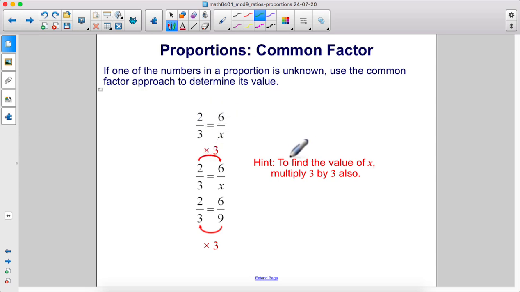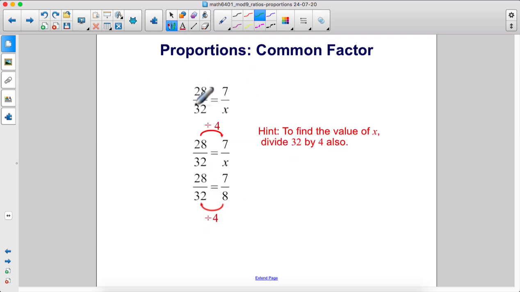Alright, so to find the value of x, we're going to be multiplying the bottom by 3 as well. You can see here that in order to go from 2 to 6, you have to multiply by 3. So we're going to do the same thing to the denominator, and we see that 3 times 3 is 9. Here we have 28 over 32 equals 7 over x. To get from 28 to 7, you would divide by 4. Therefore, let's divide 32 by 4 to get 8.